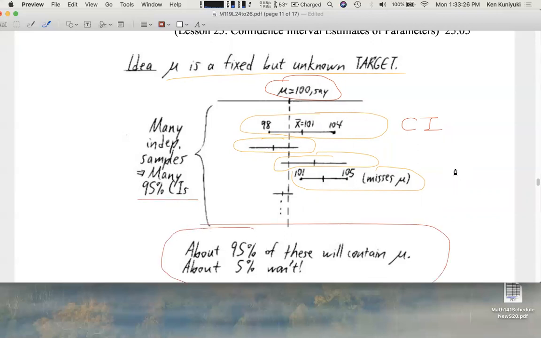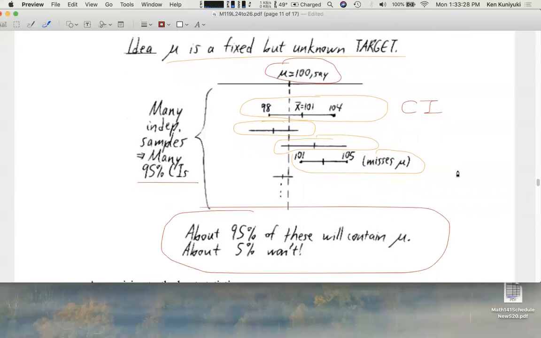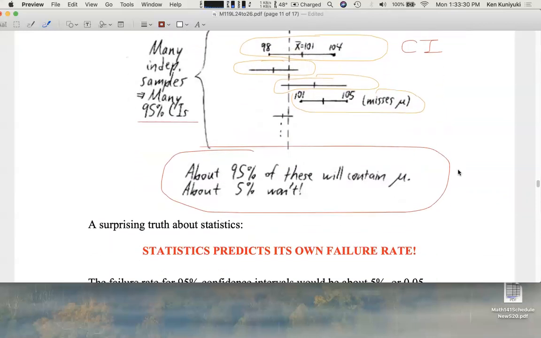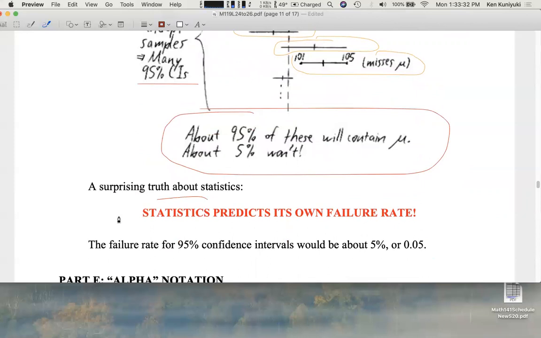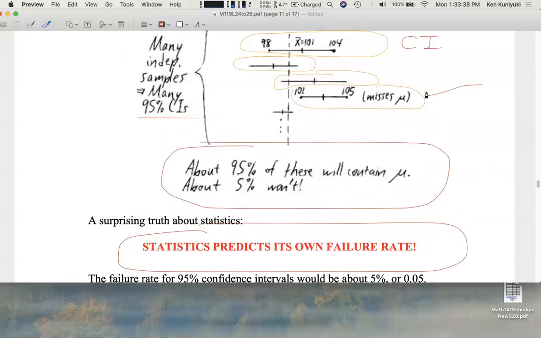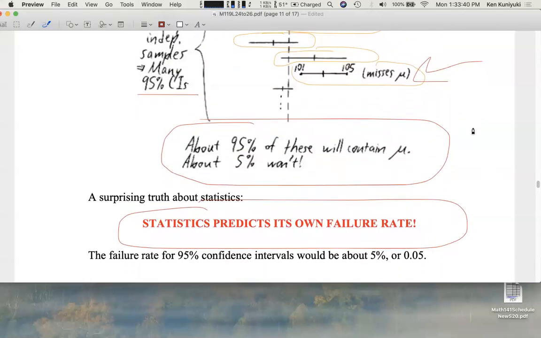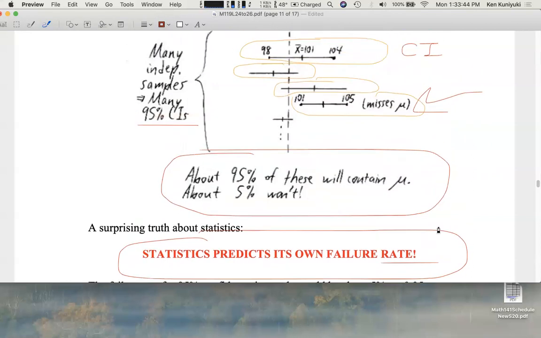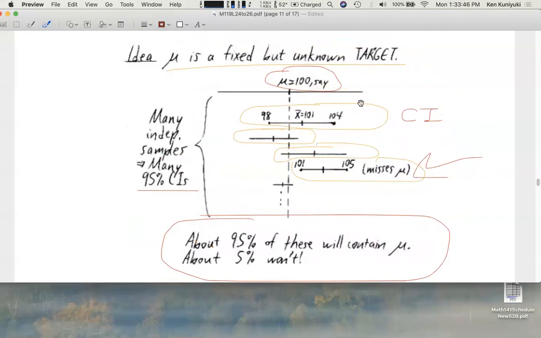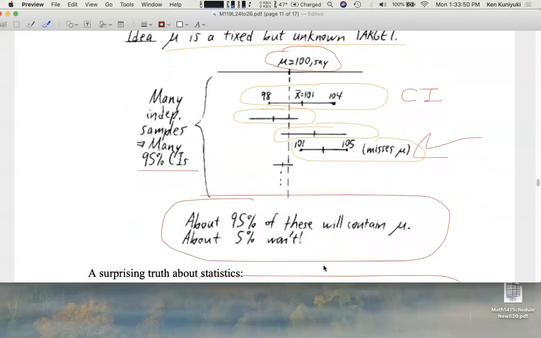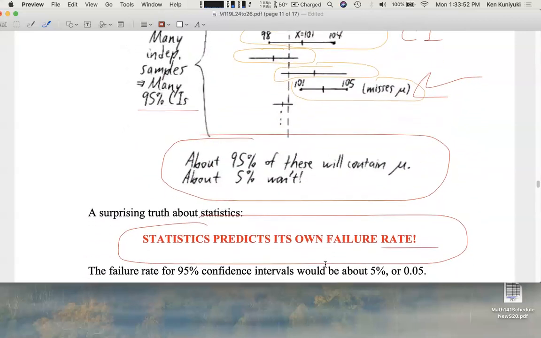So here's a freaky thing about statistics. If the methods are applied appropriately, statistics predicts its own failure rate. So there's a certain humility here. Statistics admits that you might get a bad interval sometimes. So there's a humility there. But there's an arrogance in that it predicts its own failure rate. It predicts that about 95% of these confidence intervals will contain the true value of mu, and about 5% won't. So there is some arrogance there.